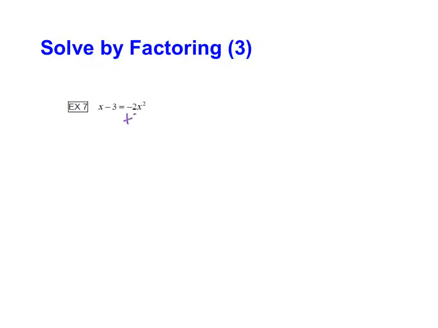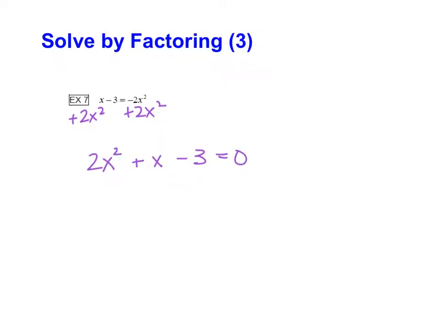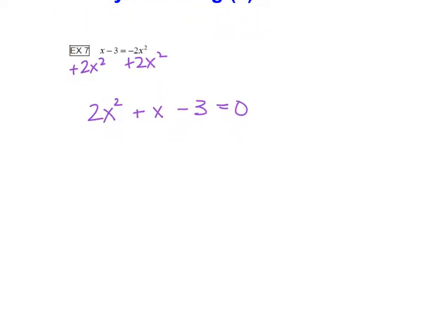So if we add 2x squared to the other side, that's going to make it positive, and it will leave you 0 on the other side. So we have 2x squared plus x minus 3 equals 0. All right, so we've got a nice little trinomial that we're going to factor. One thing you want to look for is a GCF. Do your three terms have any common factors? And we can see that they do not. So we're just going to factor this one.